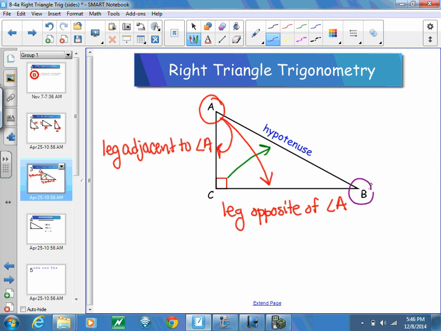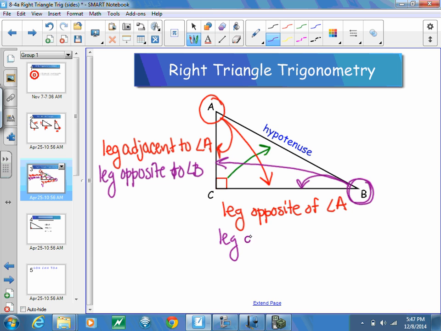If you were to look at angle B, things are going to now change, because now the opposite side here would be AC. So here's my leg opposite to angle B. And then my length here of CB, now this would be my leg adjacent to angle B. So it matters what angle you are referring to.